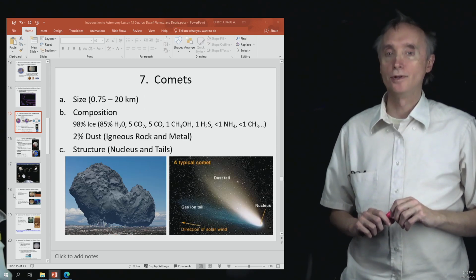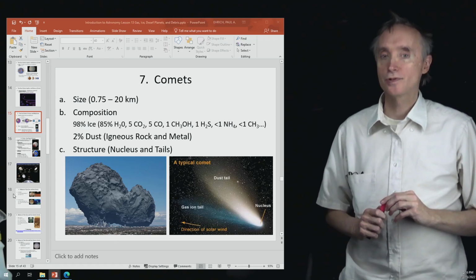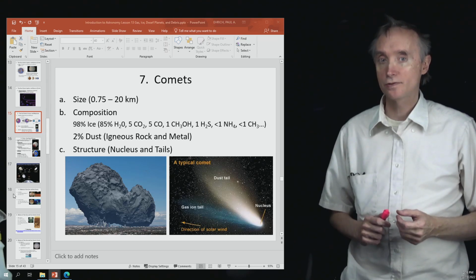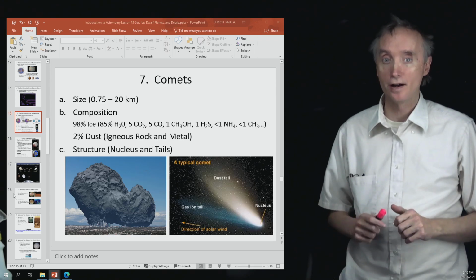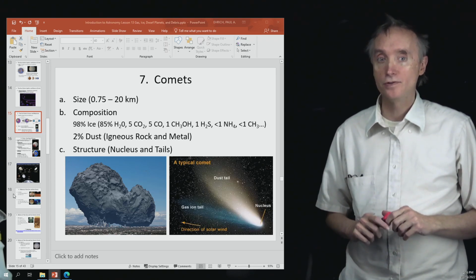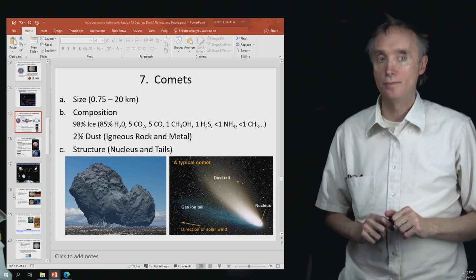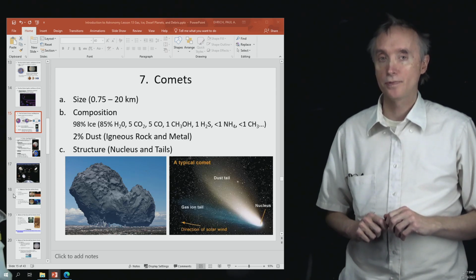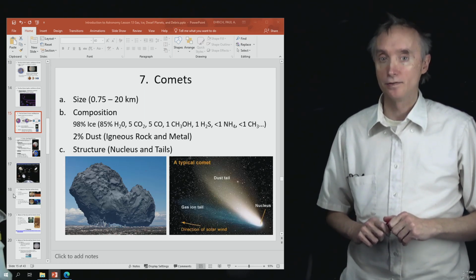What are comets composed of? They're going to be composed of 98% ice. Now the ice could be water ice, it could be carbon dioxide ice, which is dry ice, it could be carbon monoxide ice, and then you see some other kinds of ices that can be found inside of a comet. And then it's going to be 2% dust, and that dust consists of igneous rocks and metals.